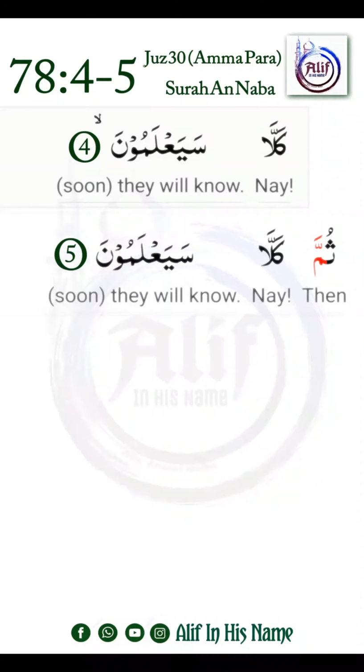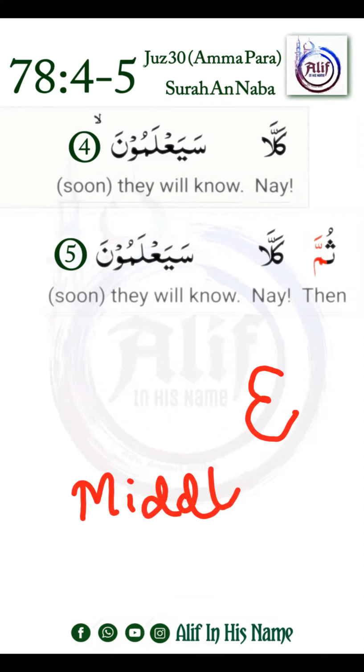Sayalamun. Of course, on seen and ya there is fatha, so we are going to read it lightly and quickly because it is harakah. And then on ayn there is sukoon, so we are going to read it with the previous letter, which is ya. Saya, like this. Make sure to pronounce the ayn properly. It is pronounced from the middle throat. Sayaalamoon.